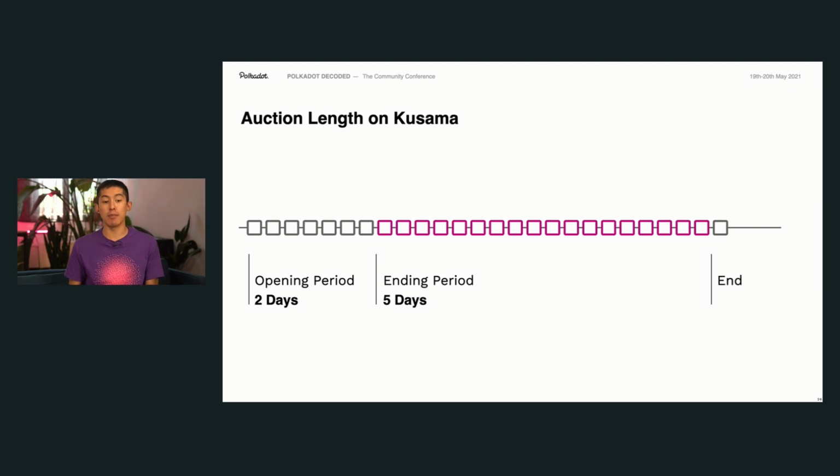The auctions on Kusama will be 7 days long, with a 2-day opening period and a 5-day ending period. This should give everyone plenty of time to both set up their bids and their crowd loans, and for participants to join the crowd loan process and the auctions on Kusama.